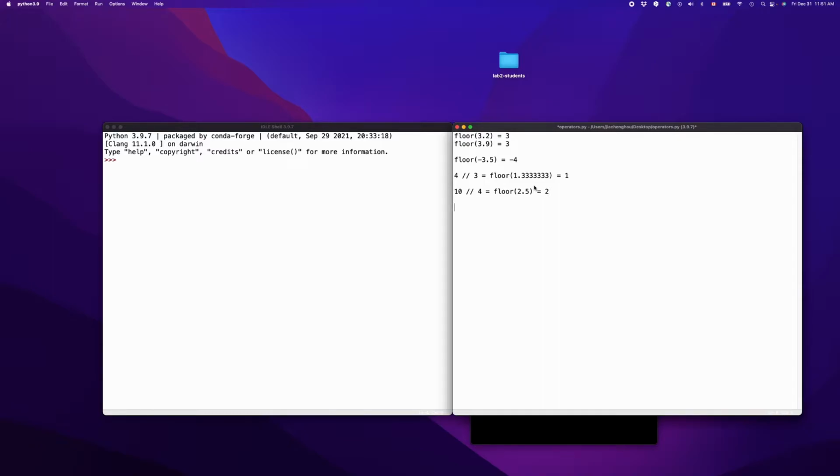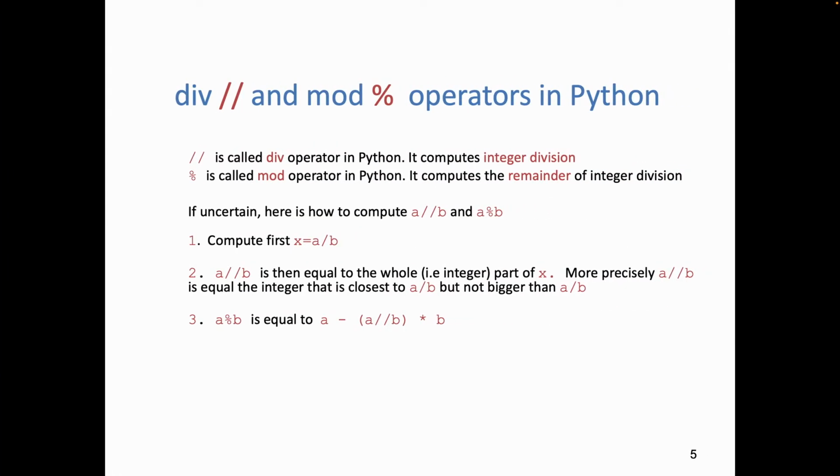This is integer division. Let's try a negative number. Minus 9 divided by 4. It should be floor of negative 2.25. Be careful with this one. It should be negative 3. Okay, this is the integer division part. This is for the double forward slash operator.